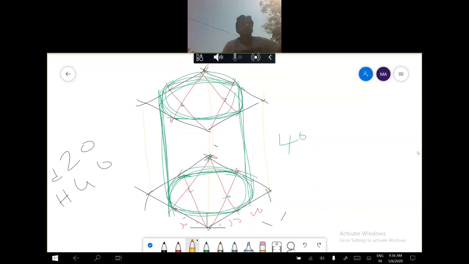Now you can draw using the drawing instruments. Then only you can understand. Then only you can remember it.